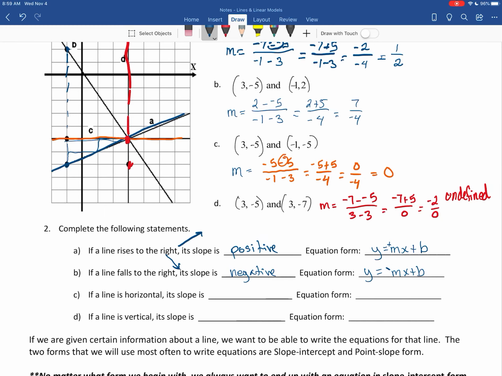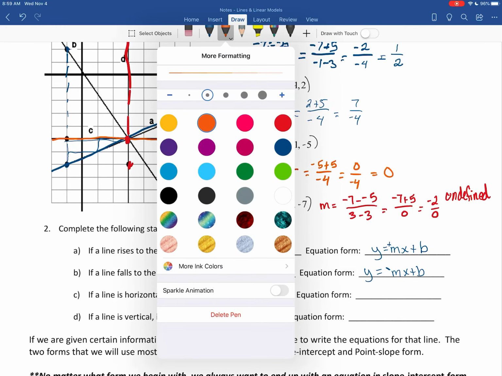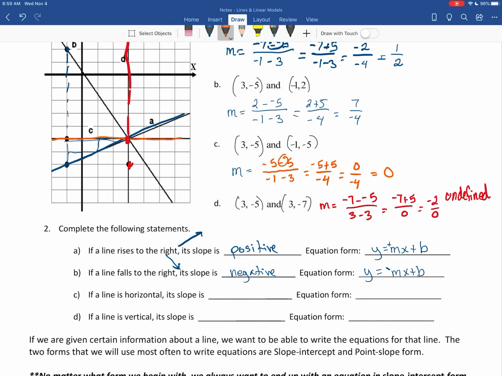If a line is horizontal, so I'm going to go back to that orange since that was this one right here, if a line is horizontal, the slope is 0. The equation form for a horizontal line is y equals b. Because the m value is 0, so right, that comes from y equals 0x plus b, which just turns into y equals b. So that's where that comes from.